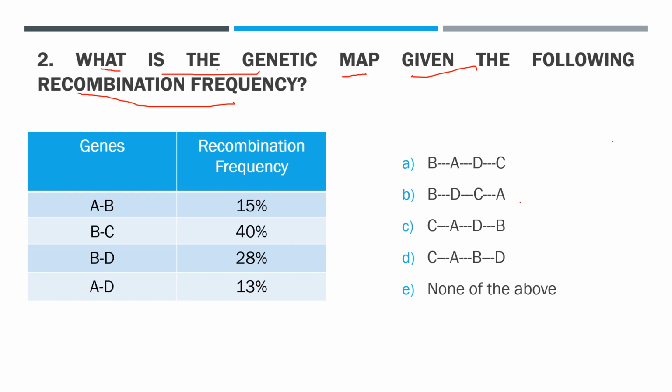So again, they gave us a table with the genes, and here we have between gene A and B, the recombination frequency is 15, between B and C is 40, and between the other genes they also did the same thing. So remember, the order of these genes is not going to be A, B, C, and D, or it could be, but it's not for sure. So we need to test that, and here are the potential answers.